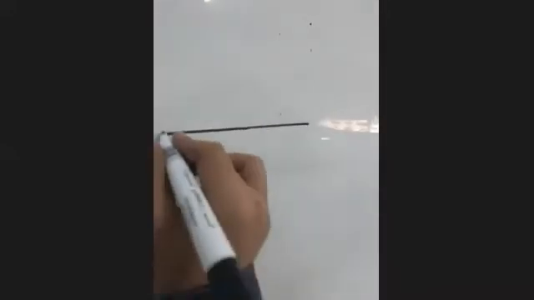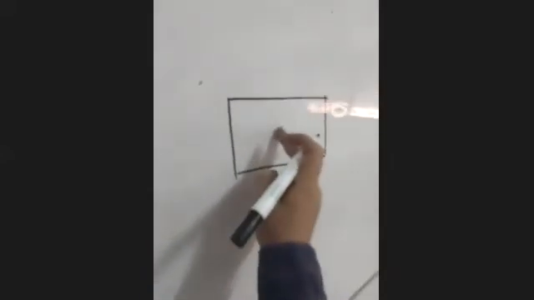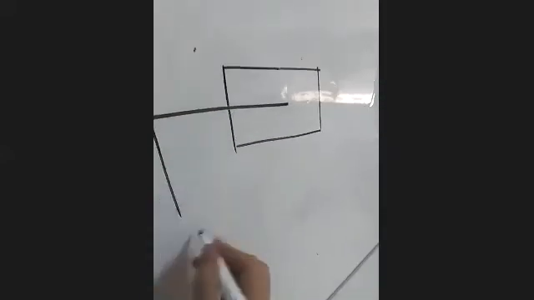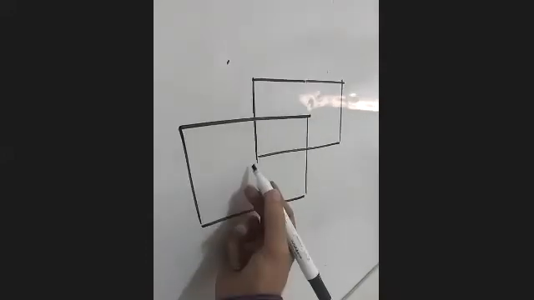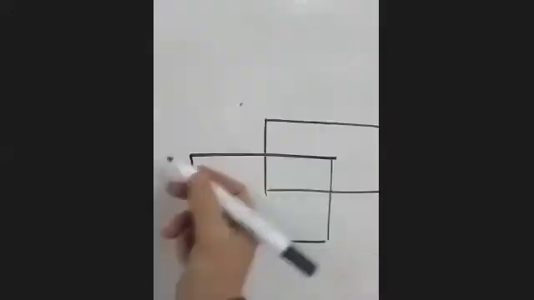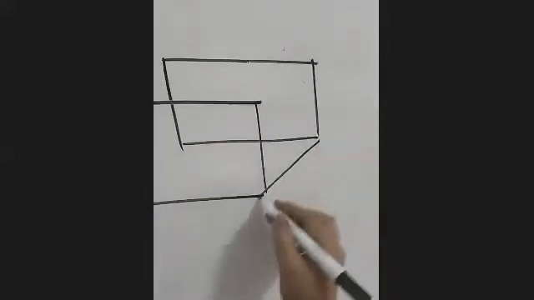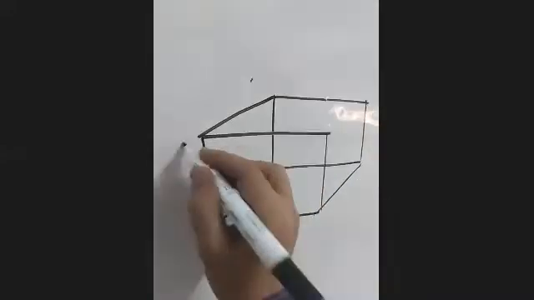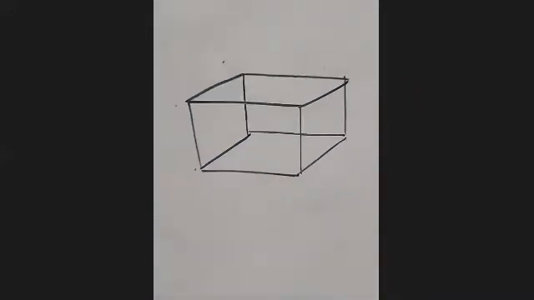How to draw rectangular prism, guys? You just draw the first rectangle like this. Okay. Then you start from the middle of it like this, another rectangle. Then you connect the vertices together. This one with this one with this one with this one. Okay, thank you.